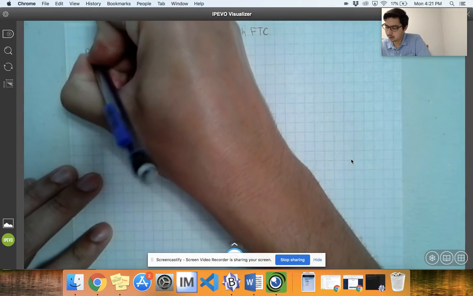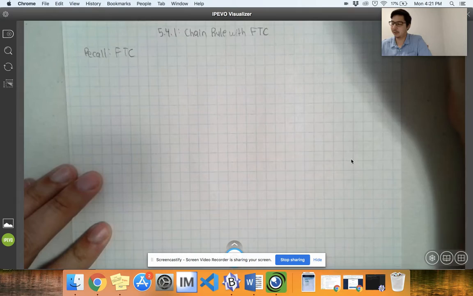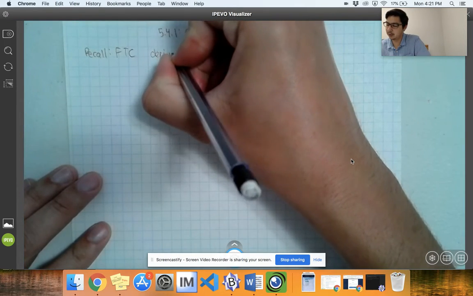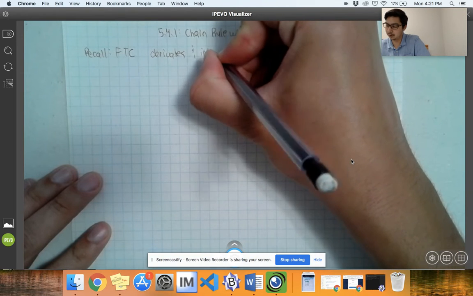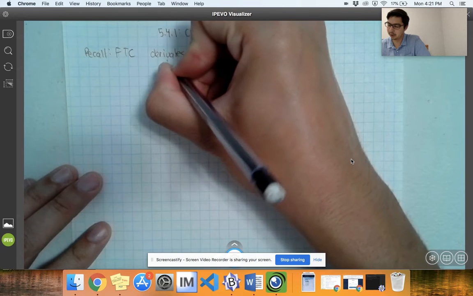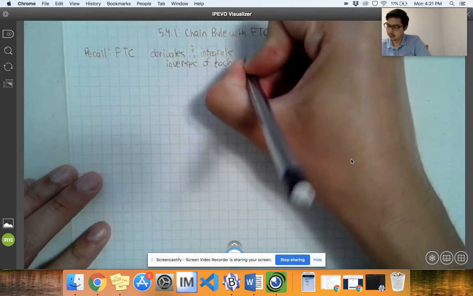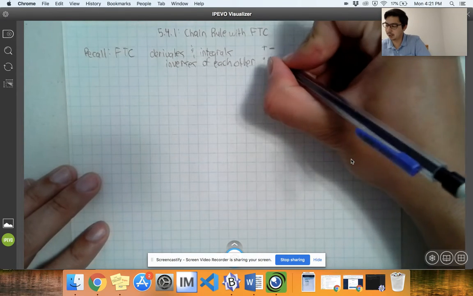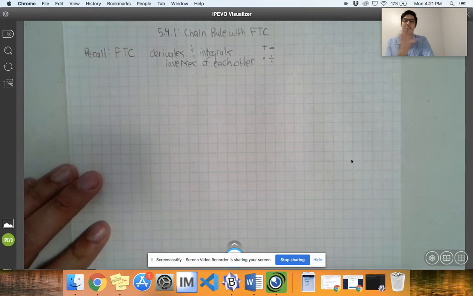So let's recall first what the fundamental theorem of calculus says. The fundamental theorem of calculus, basically in a nutshell, and there are two formal versions of it, says that derivatives and integrals are inverses of each other. The same way addition and subtraction undo each other, the same way multiplication and division undo each other, derivatives and integrals undo each other. They allow us to go forward and back from rate of change to area under the curve.